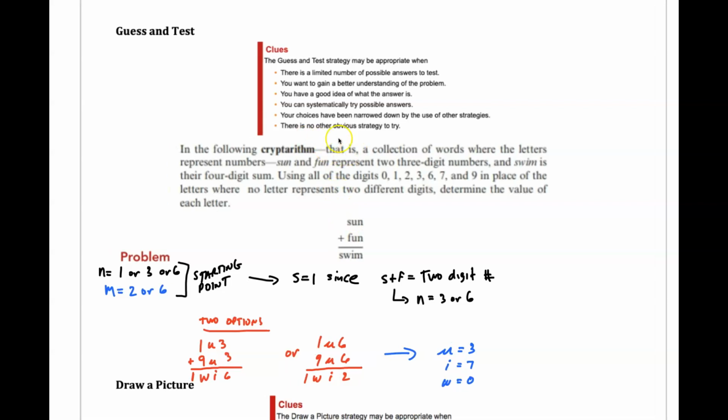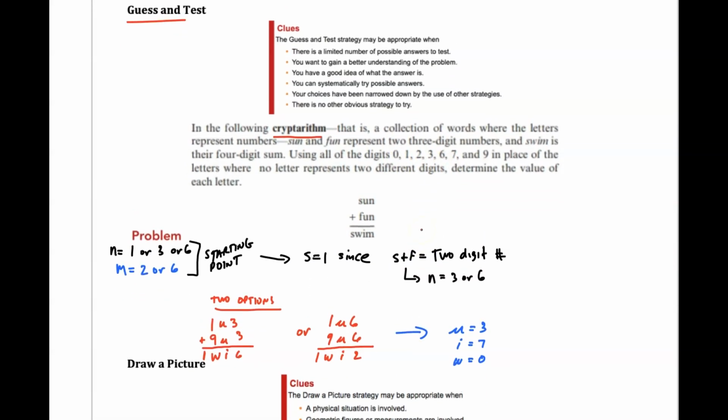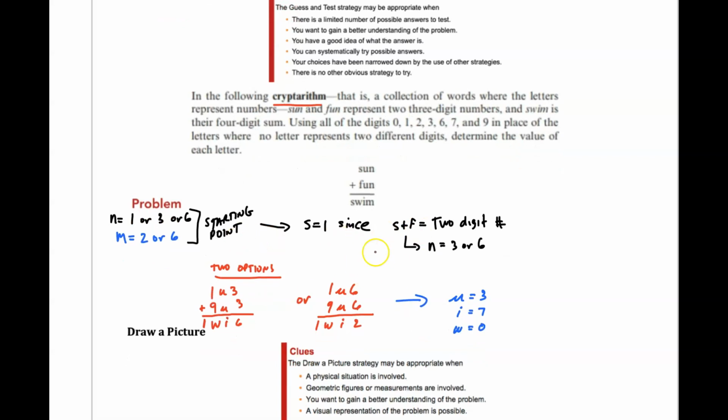And so for this first example, a guess and test strategy here, we introduced you to a concept or an idea called a cryptarithm, right? And so it's kind of a math puzzle where you put two words together, but each of those letters in the words represents some digit. And so the thinking is, I've started the thinking out here, but SUN plus FUN equals SWIM.